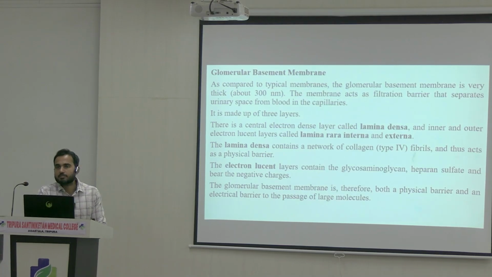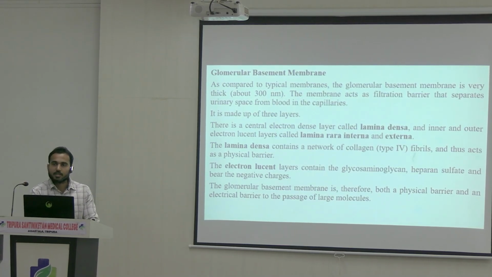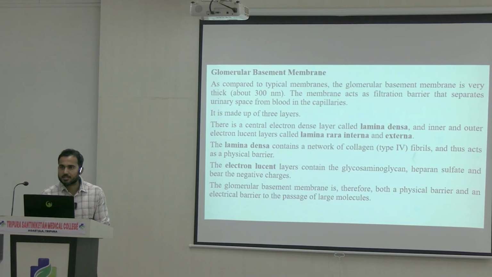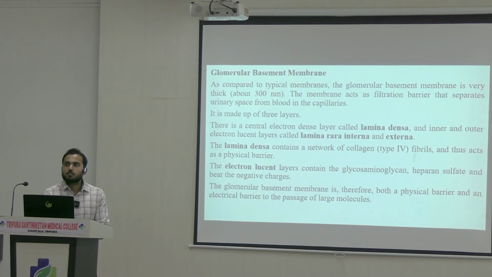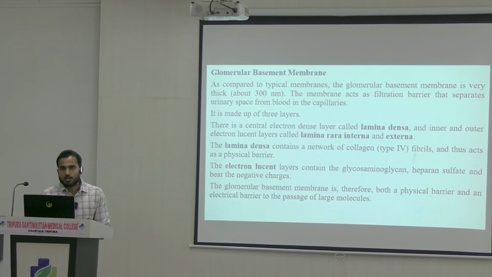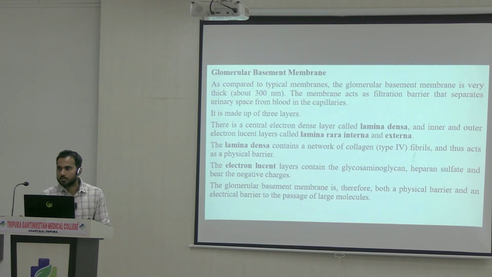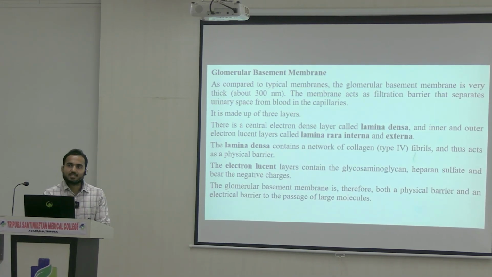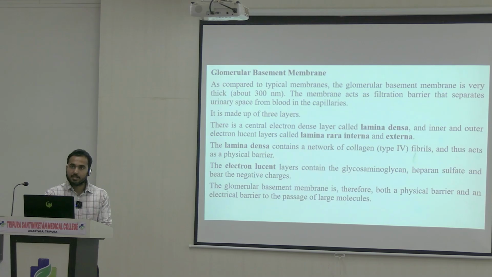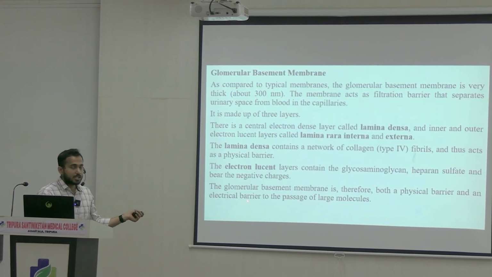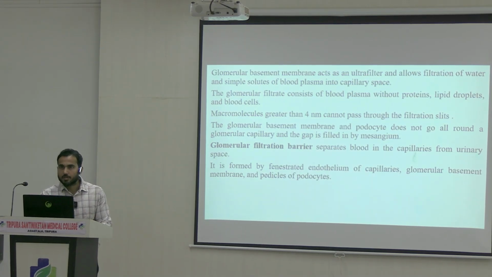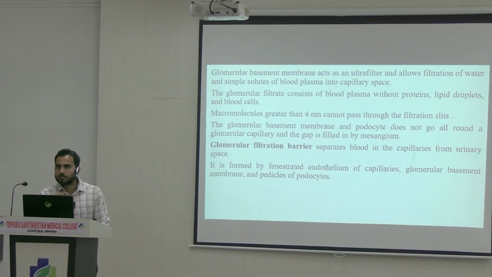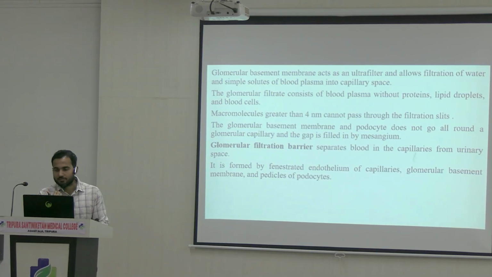Now why is this basement membrane present? Because if that basement membrane is not present, then when the filtration takes place, important molecules or larger molecules can escape and go into the urinary system, and then they will be thrown out of the body. It is placed in such a way that it is a physical barrier, and along with that it is also an electrical barrier. Because of that physical and electrical property, it is acting as an ultrafilter.